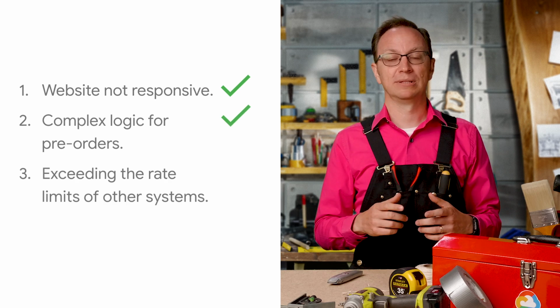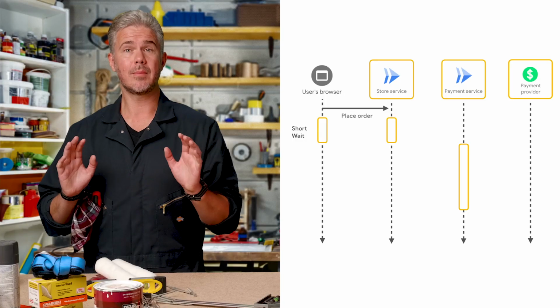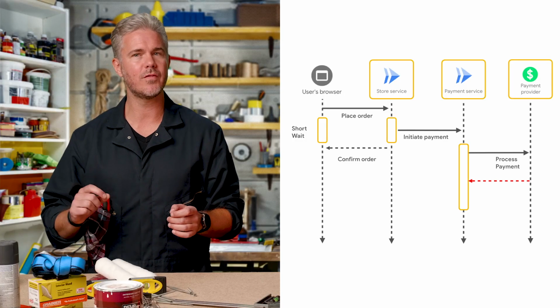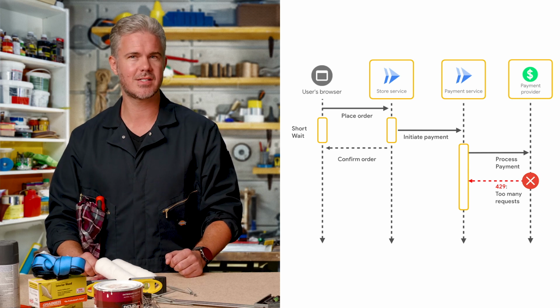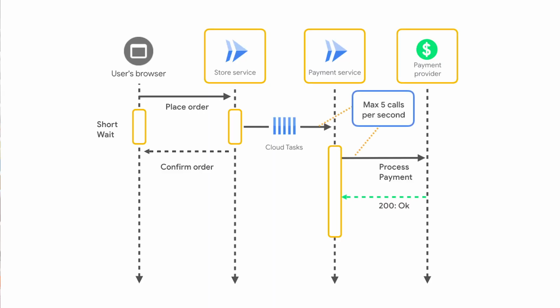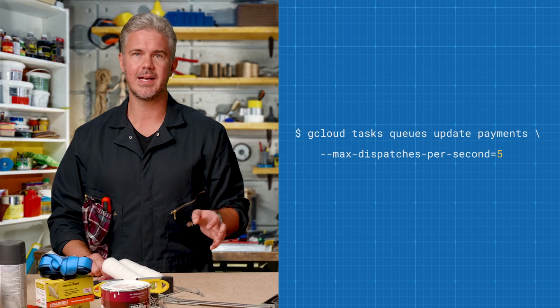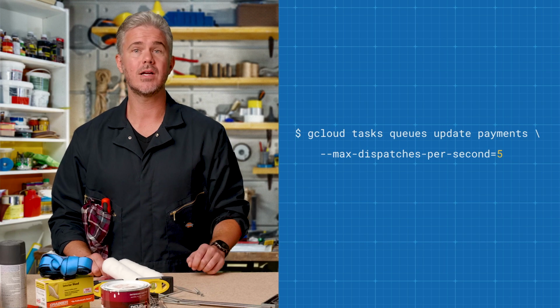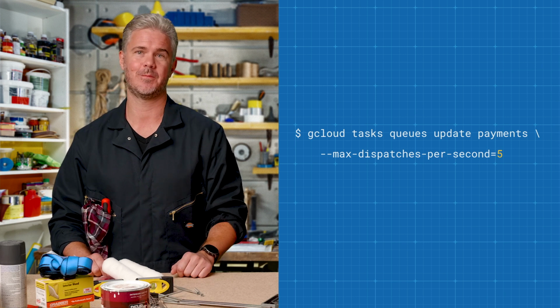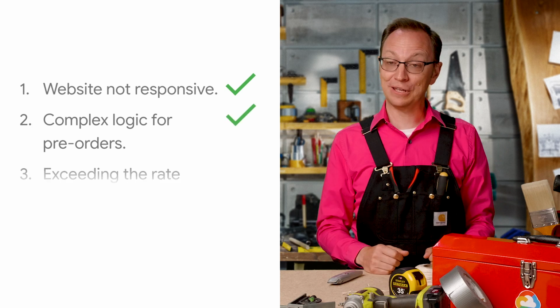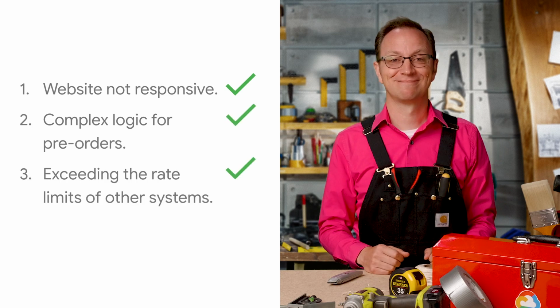The next problem is rate limits. During busy times, the payment provider often returns the error code 429. The payment provider docs say that they can accept a maximum of 5 requests per second. This can be fixed by adding a rate limit to the queue in Cloud Tasks. Setting a rate limit in Cloud Tasks is easy. Daria simply updates the max dispatches per second parameter for the payments queue. That took care of all 3 of the payment-related problems.